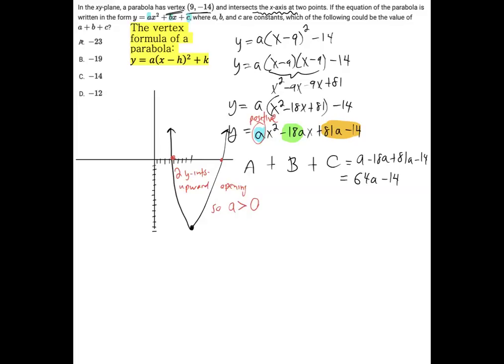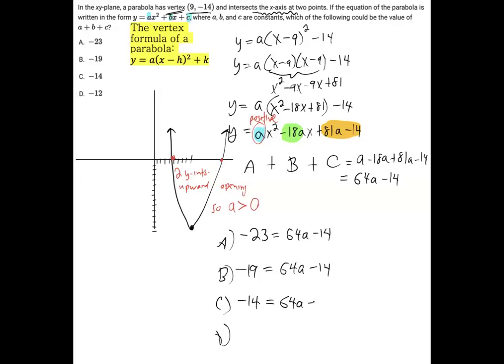we're being offered options for a plus b plus c. In other words, looking at the 4 answer choices, they're each telling us a plus b plus c, which is what we got, 64a minus 14, equals all 4 of these numbers. Minus 23 equals 64a minus 14, negative 19, 64a minus 14. So we're being given all these things that, one of them is supposed to be correct in saying that it's equal to the a plus b plus c, which is the 64a minus 14.